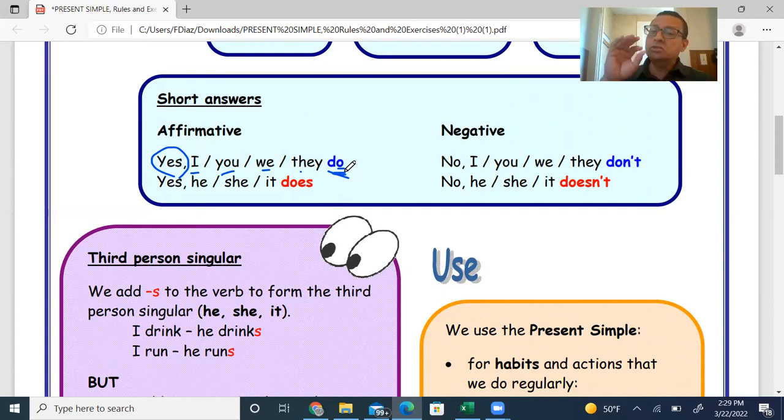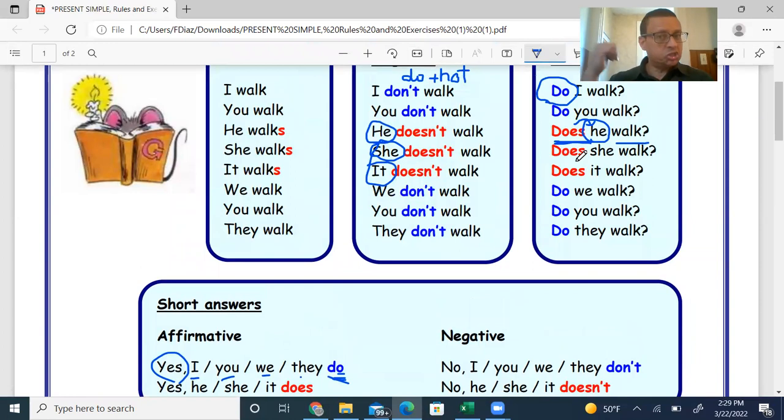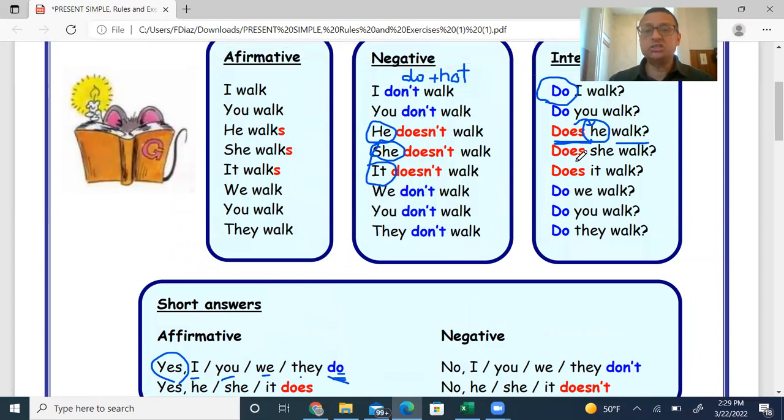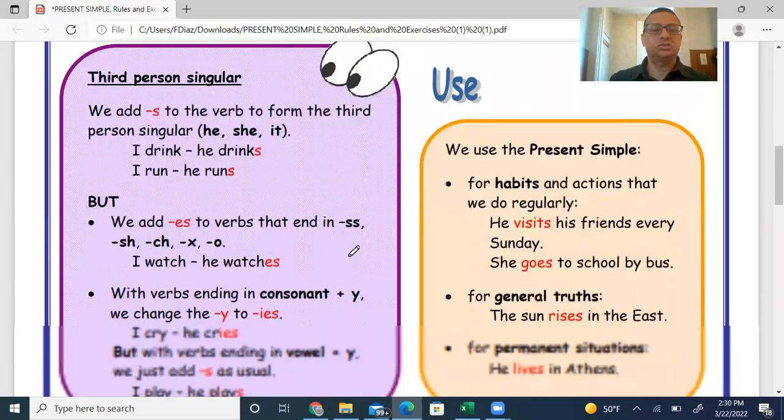So, when it comes to the third person, because I make the question with does: does she drink beer? Yes, she does. Does she like to party? No, she doesn't. You understand? I say no, but then I have to put the do, don't, or doesn't. Okay? No, I don't. No, she doesn't. Do you understand? Okay.